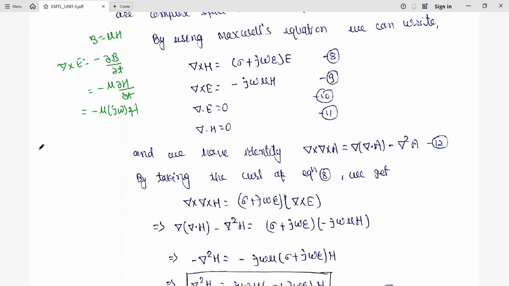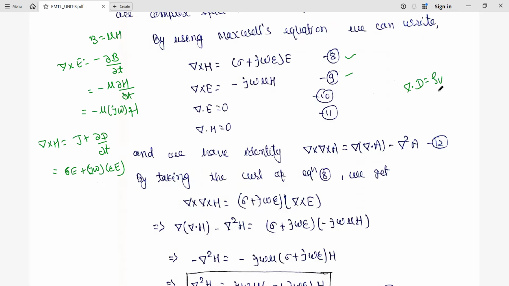Similarly, we have another expression: del cross H equal to J plus dou D by dou T. J, as you already know, is sigma E, the conduction current density, and dou by dou T we replace by j omega, and D is the electric flux density, that is epsilon E. That's how we got equations 8 and 9. And here del dot D equal to 0 and del dot H equal to 0. Already we have the expression del dot D equal to rho V.